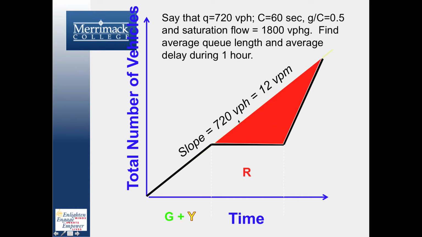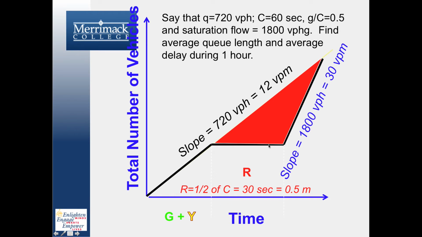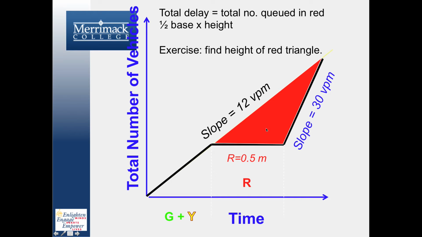So the slope is 720 vehicles per hour, 12 vehicles per minute. The saturation flow, the exit flow, is 30 vehicles per minute. Red time is 30 seconds, or 0.5 minutes. Okay, so from that, we want to calculate the area under this curve. And it looks like this. So the first step would be to find the height of the triangle so that we can find its area.